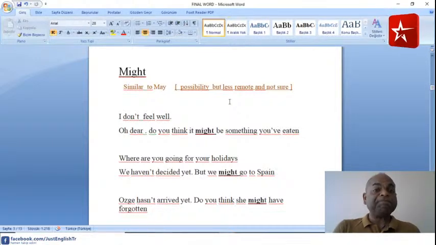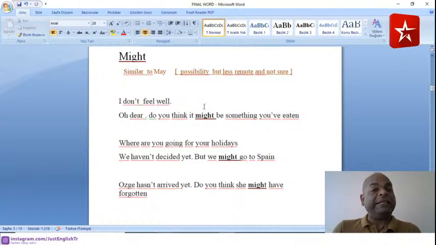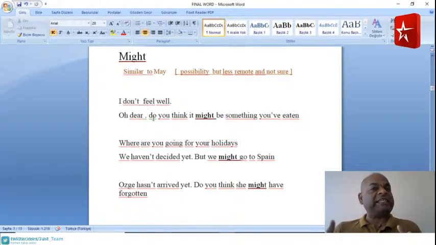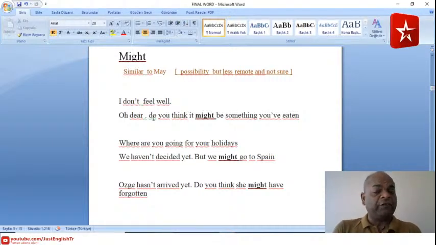Whereas in might, it's similar to may, but remember, there is a possibility, but a very small one, or you're not sure. I already explained it on the board. You can see a very slight difference. It's similar to may, but there's a slight, more remote possibility. It's not sure.